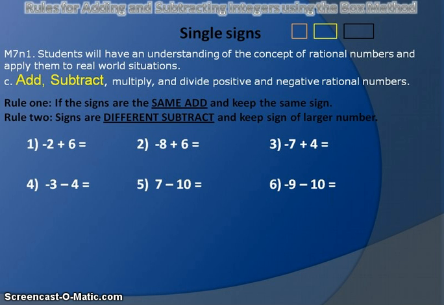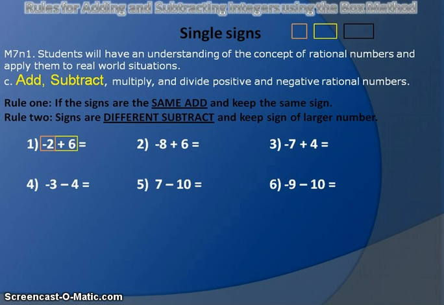Let's look at some examples and how to use the box method. The first problem we have is -2 plus 6. So what you're going to want to do is box the first term, -2, and box the second term along with the operation of addition. So now instead of -2 plus 6, we have -2 and +6. The addition turns into a positive sign.